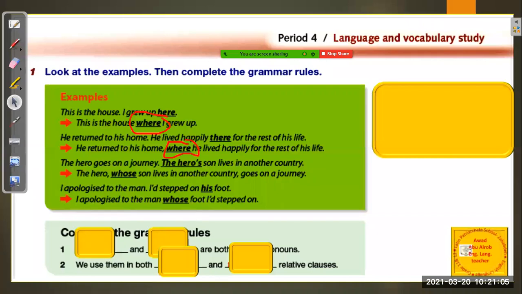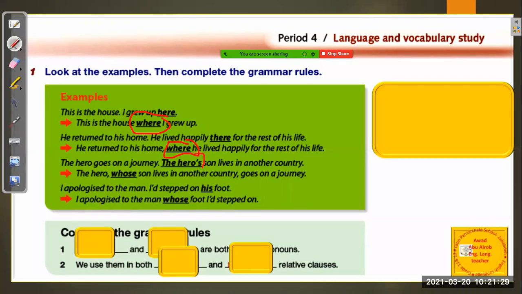The hero goes on a journey. The hero's son lives in another country. The hero whose son lives in another country goes on a journey. I apologize to the man. I stepped on his foot. I apologize to the man whose foot I had stepped on.